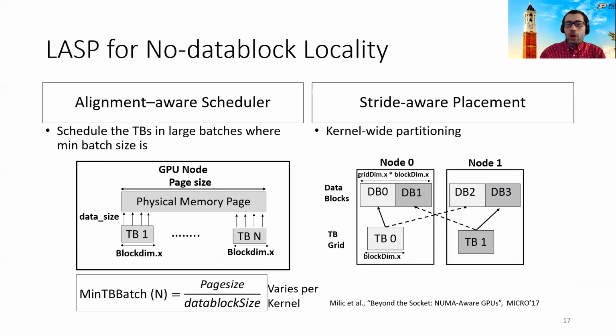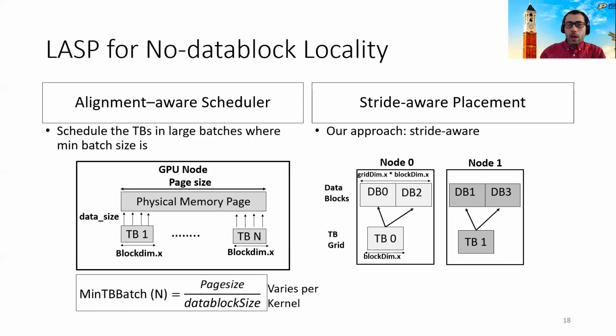For data, we use stride-aware placement. The previous work, kernel-wide partitioning, partitions data among the chips without considering stride information, resulting in significant off-chip access. In our approach, we use stride information provided by the compiler analysis to determine which pages need to be located on a given node, eliminating off-chip traffic.